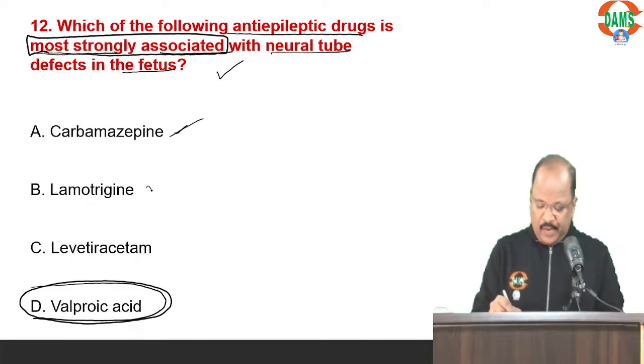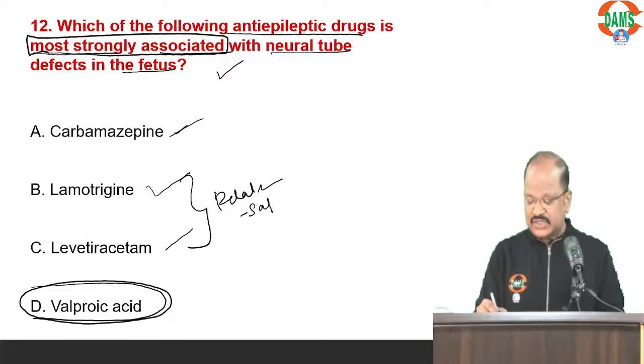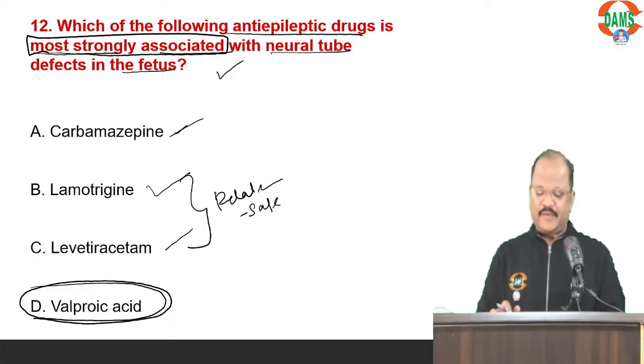Whereas lamotrigine is a relatively safer drug for using in epilepsy during pregnancy. So the best answer is valproate.